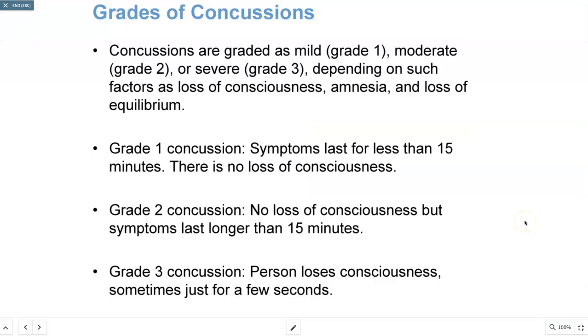All right, so there are different grades of concussion, and this depends upon the symptoms that the person is showing or demonstrating, as well as how long those symptoms last. So concussions are graded as grade 1 is mild, grade 2 is moderate, and grade 3 is severe. And this is depending on such factors as loss of consciousness, the type of symptoms, and how long they last, like I had already spoken about.